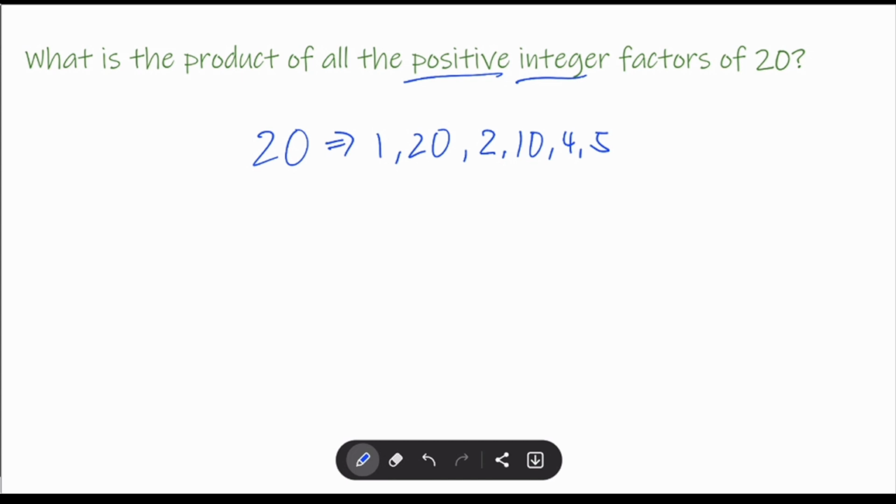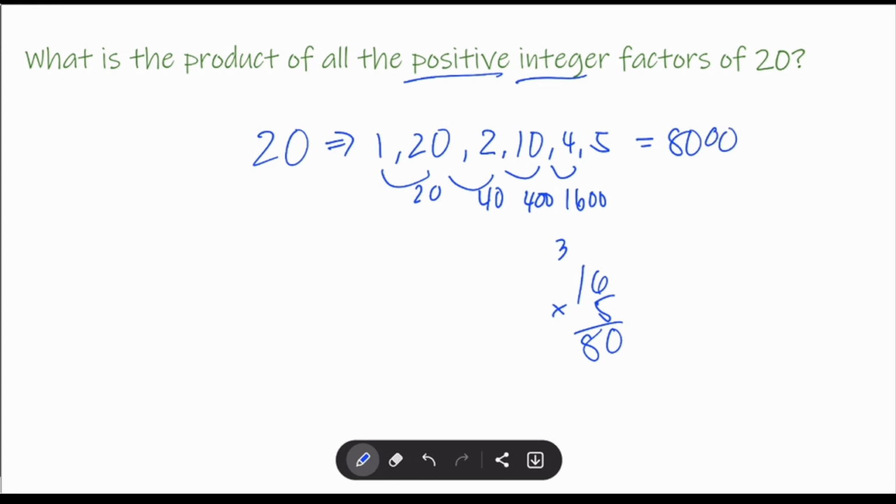So we're going to multiply all of these. Of course 1 times 20 is just itself. 20 times 2 is 40. 40 times 10 is 400. Then 400 times 4: 4 times 4 is 16, and then copy the 2 zeros. And then 16,000 times 5. You can just multiply 16 times 5 and then add the 2 zeros. 6 times 5 is 30. 1 times 5 is 5, plus 3 is 8. So 80 and the 2 zeros. So it's 8,000.